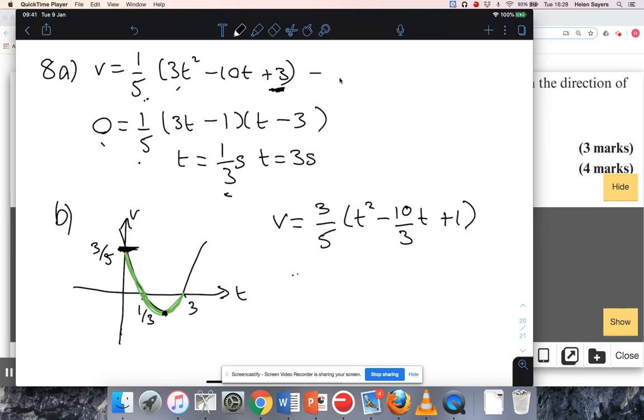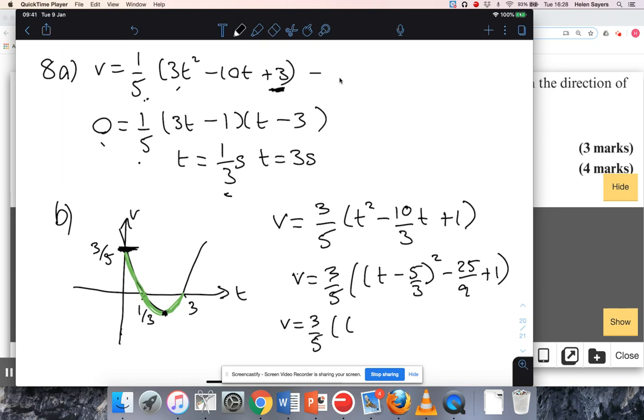Normally I wouldn't actually bother factorising the 3, but as it works quite nicely, I will just call that +1. So that's 3/5, and then I'll need an extra set of brackets for when I actually complete the square. So half of 10 over 3 is 5 over 3. And then I need to minus that squared, and I've also got the +1. So v is 3/5, let's tidy this up. So t minus 5/3 squared, minus 25 over 9. So what am I trying to do? Minus 25 over 9 plus 1. So that's going to be plus 9 over 9. It's going to be minus 16 over 9.